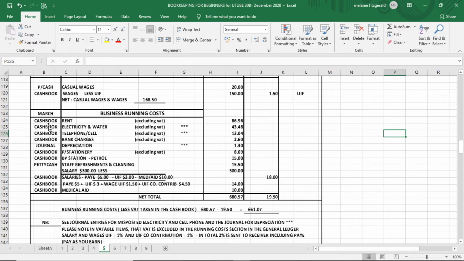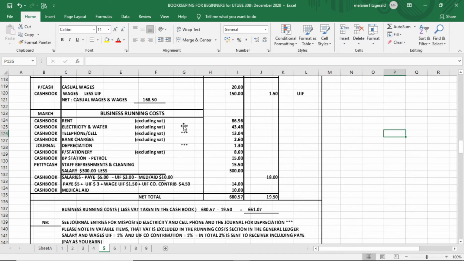All right, so now why we brought that cash book: all those entries from the cash book are going to come into this business running costs section, and it also has a journal and a petty cash section entry as well. Now, all these items from the cash book come through excluding VAT. So we had the rent amount over there, $86.96. We brought the electricity and water excluding VAT.